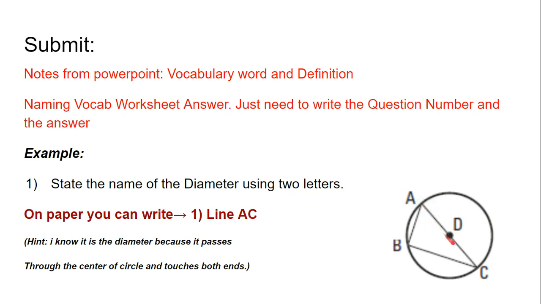So the diameter here, remember the definition, means it goes through the center and it touches both sides of the circle. So the diameter is AC or CA. It doesn't matter the order, but those are the 2 letters of the diameter. The diameter is not BC. That's actually a chord. BC is a chord. BA is also a chord if I asked you a chord. And the center point is D.